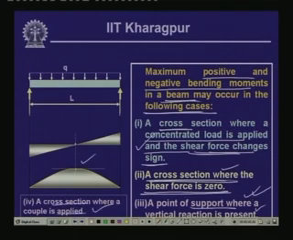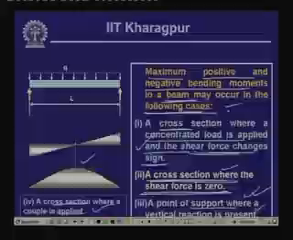So, these are the situations where you can expect the value of the bending moment could be maximum at those points. This could be positive maximum or a negative maximum. That means, when we talk about the magnitude of that bending moment, it could be on the negative side as well as on the positive side.